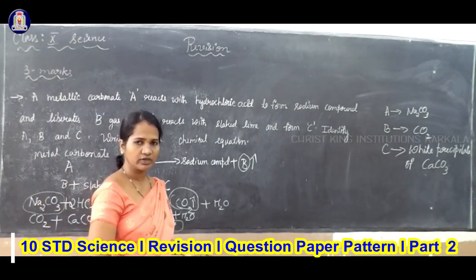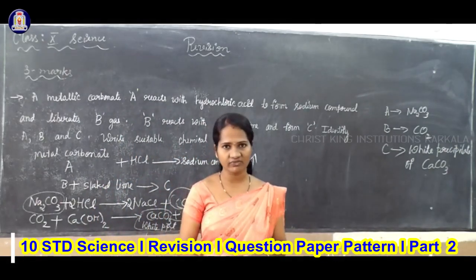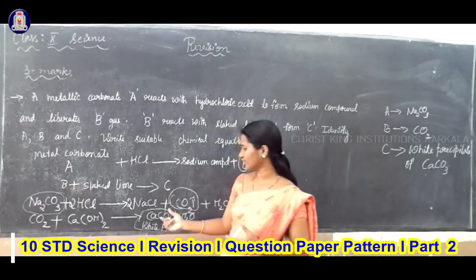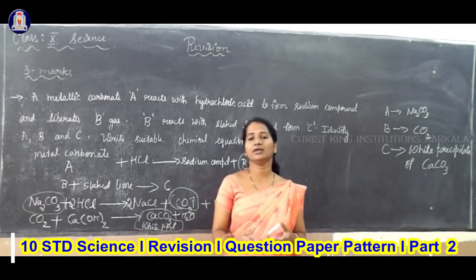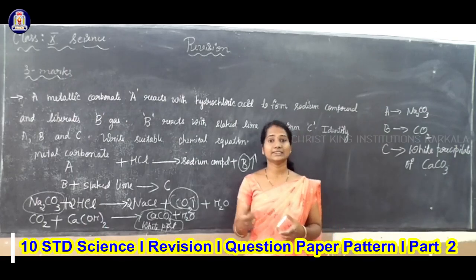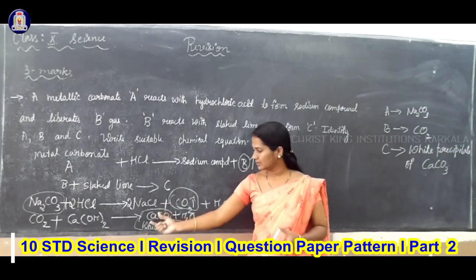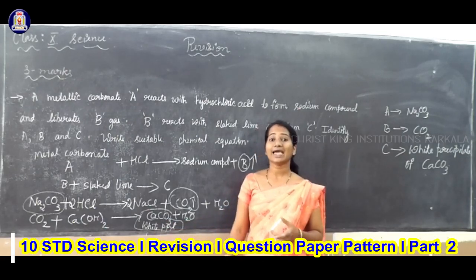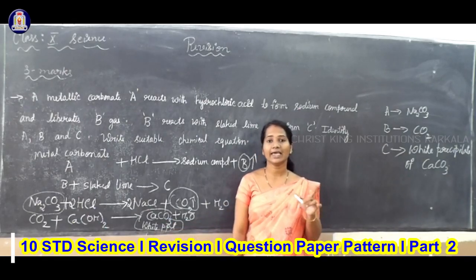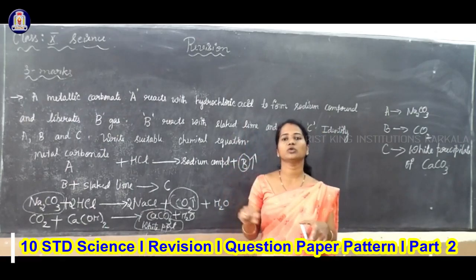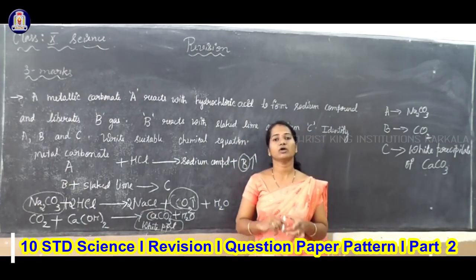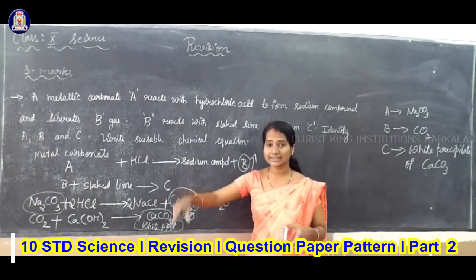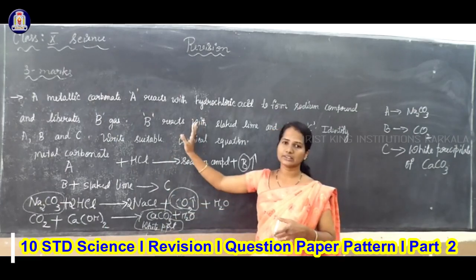You may get one more question along with this. When excess of gas is passed, what is the product we get? When excess carbon dioxide gas is passed, the white precipitate disappears and we get calcium bicarbonate, Ca(HCO3)2. Calcium bicarbonate or calcium hydrogen carbonate is the product we get when excess gas is passed. But it is not asked in this question.